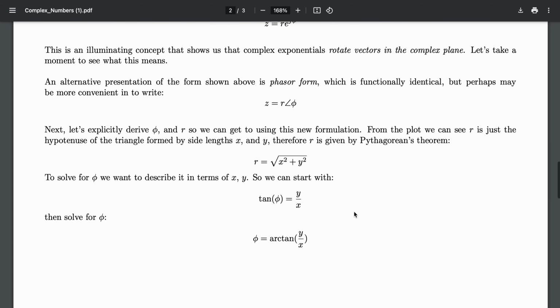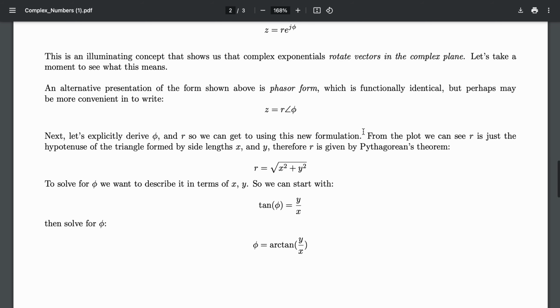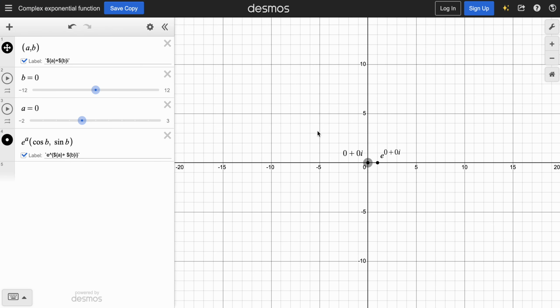So I want to take a moment to pause and see how illuminating this concept is. What this is saying is that complex exponentials rotate vectors in the complex plane. So I want to show you another Desmos animation that should hopefully bring a little bit of intuition behind this.